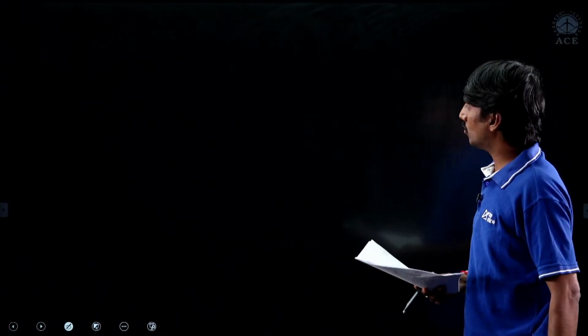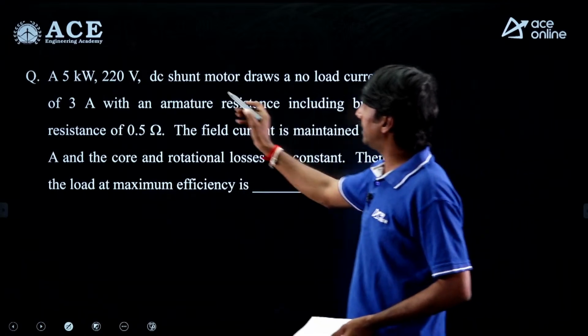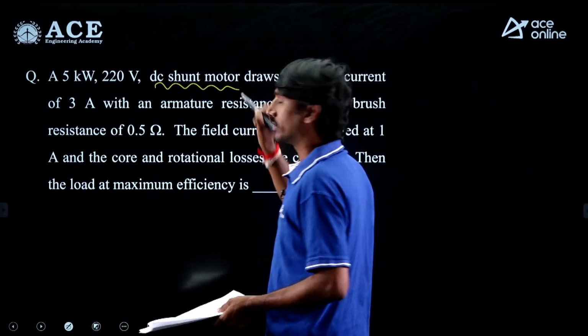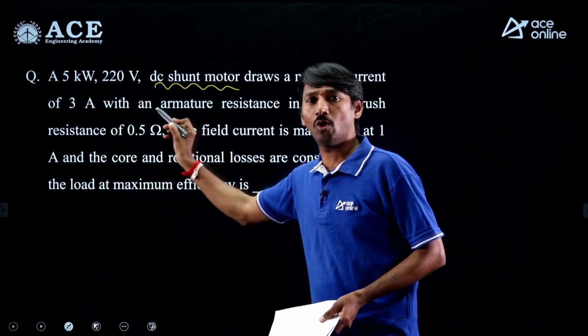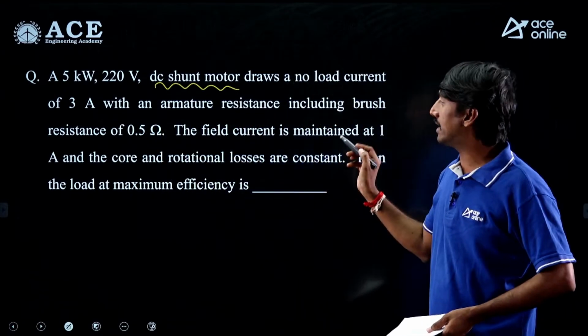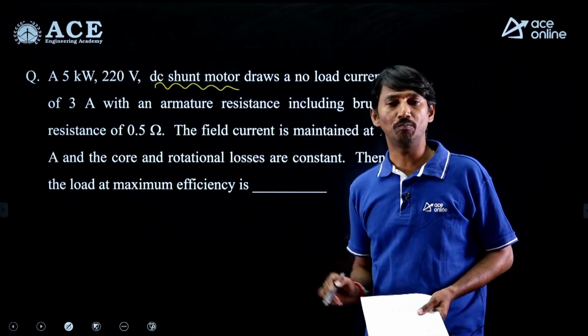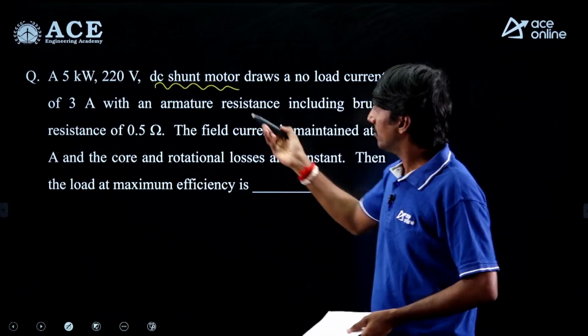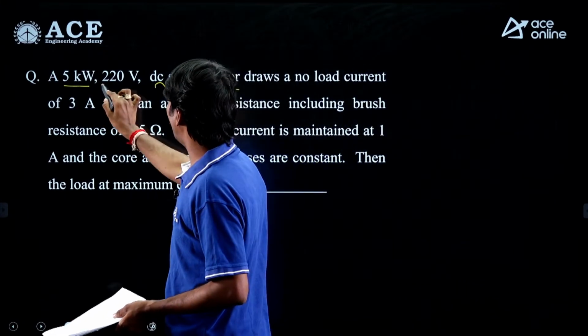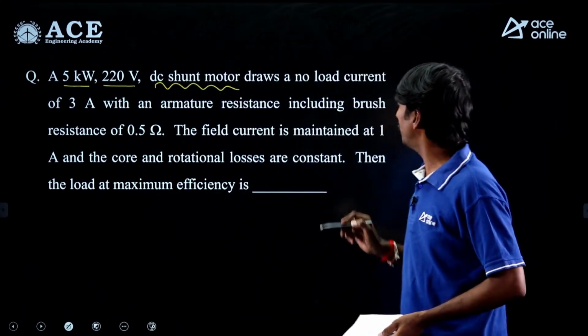One more question here is related to the DC shunt motor. In this, the data is beautifully given. No load data is given and he is asking for full load data. The no load current is given, and here he is asking for the full load value. What is the data here? 5 kilowatt, 220 volt is the rated value.